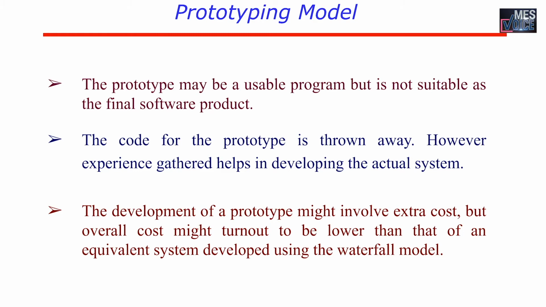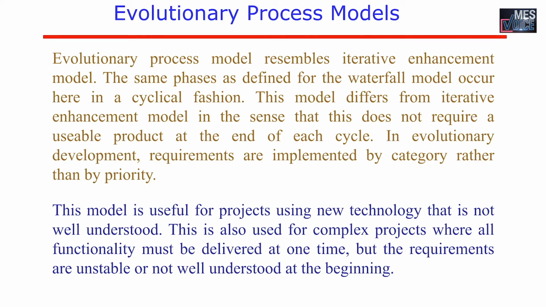And the next one is the evolutionary model. It is called the successive version model or incremental model. At first, a simple working model is built. Subsequently, it undergoes functional improvement and we keep on adding new functions till the desired system is built. It has many applications, and the main advantage of this evolutionary or incremental model is that the user gets a chance to experiment with partially developed systems and errors are reduced because the core modules get tested thoroughly.